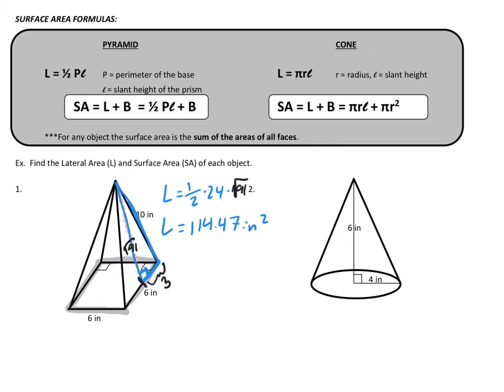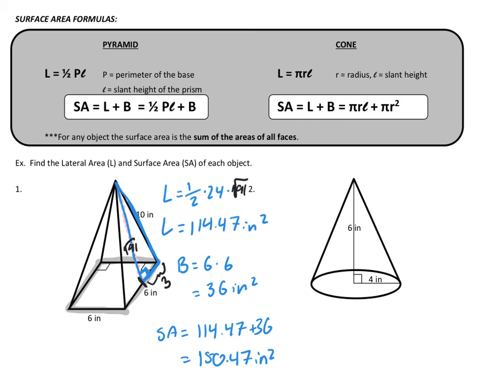And now we can use that to find our surface area after we find our base area. Our base here is just a square, so it's base times height, 6 times 6, which is just our 36 inches squared. Now we have the lateral area and the base area, so finding the surface area is just a matter of adding those two together. Our lateral area plus our base area is going to be a total of 150.47 inches squared.